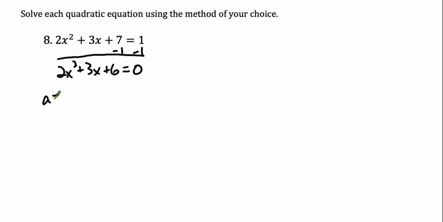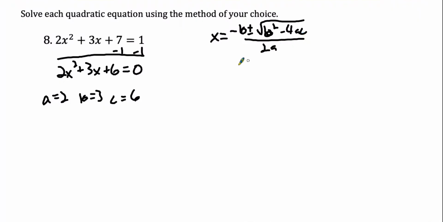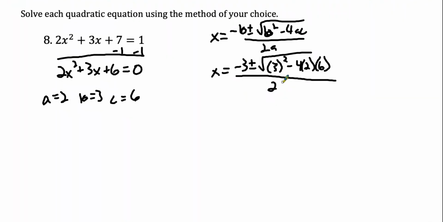So I see that my a value would be 2, my b value would be 3, and my c value would be 6. So if I plug those into the quadratic formula, x equals negative b plus or minus the square root of b squared minus 4ac all over 2a. So the opposite of 3, negative 3, plus or minus the square root of 3 squared minus 4 times a times c all over 2 times a, and then we just simplify from here.